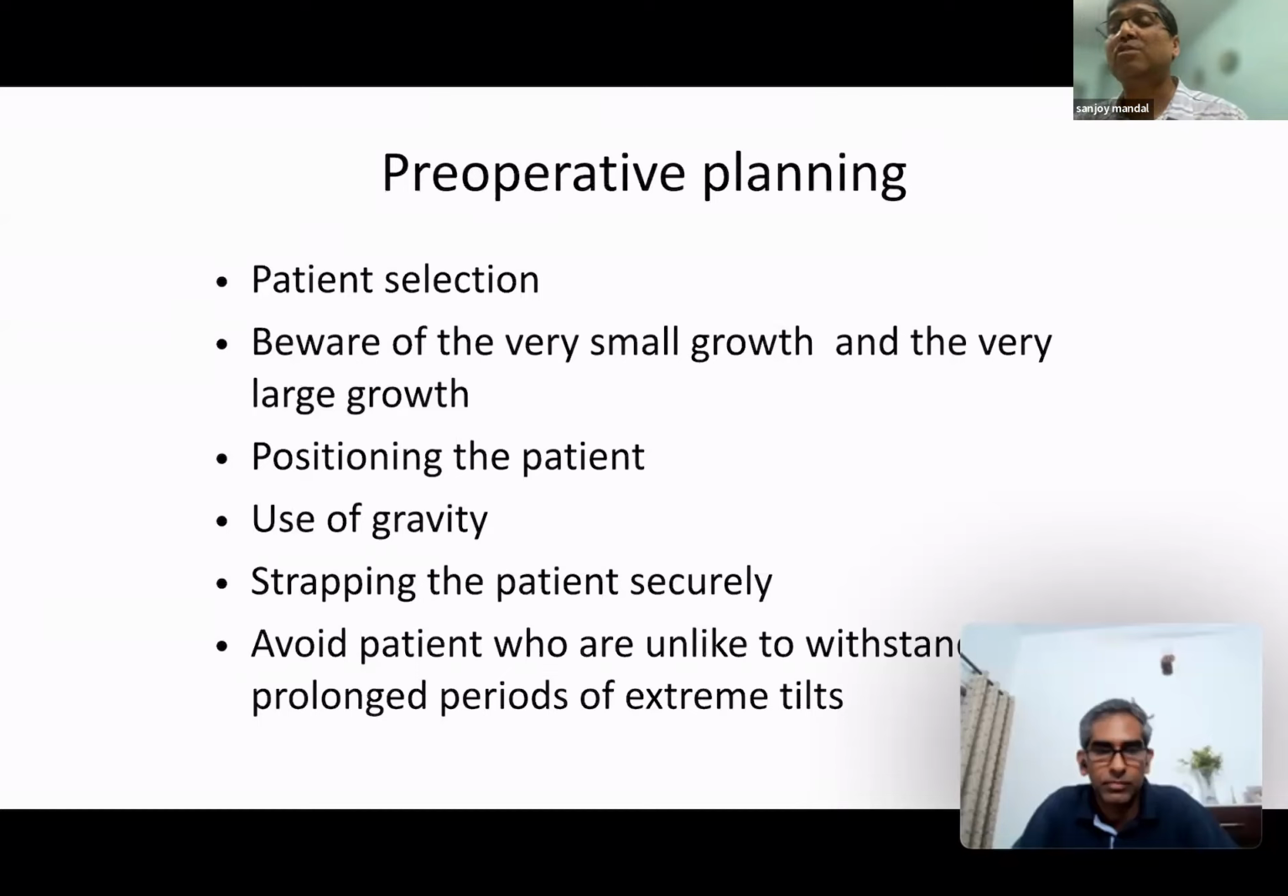Positioning the patient is very important in laparoscopy. We use a lot of gravity, so strap the patient securely, have the right or left side up, and generally try to avoid patients who are unlikely to withstand prolonged periods of extreme tilt.